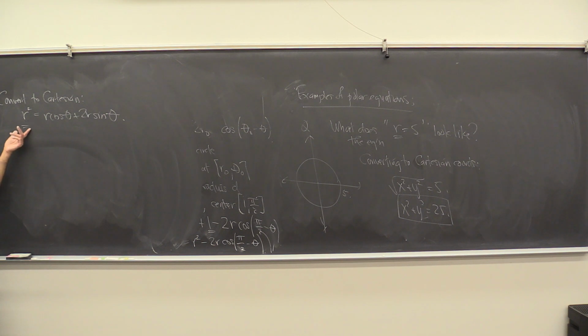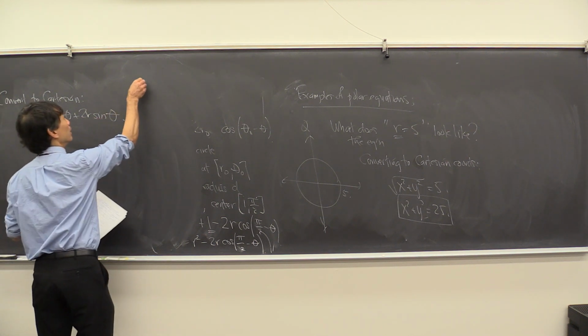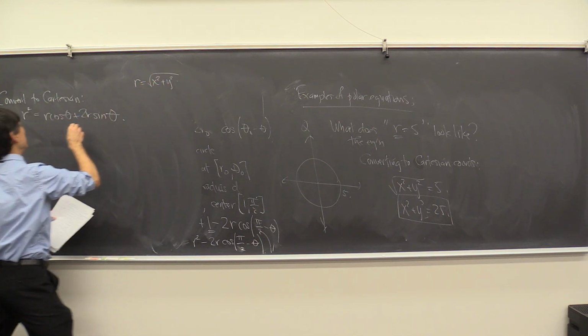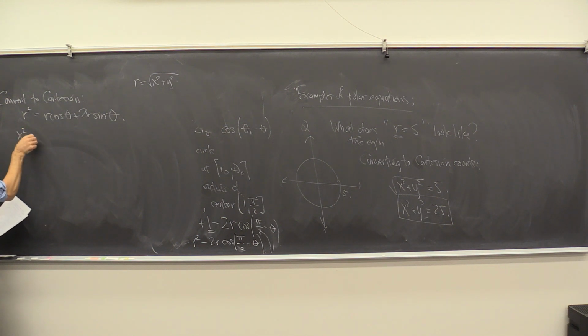What's r squared? What's r? Can anybody? I know I'm asking you to just assimilate information instantly, which I could not do myself. But does anybody know what r squared is going to be? R, remember, was the square root of x squared plus y squared. So this is going to be the square of that, right? And so this is just going to be x squared plus y squared.